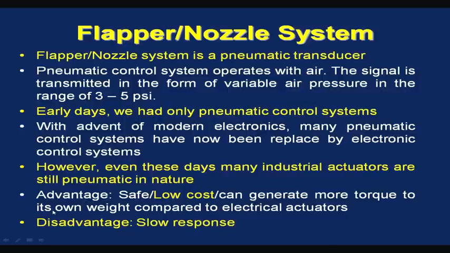There are certain advantages associated with pneumatic control systems. They are very safe because you handle air only. It's cheap. It also generates more torque to its own weight compared to electrical actuators. However, the disadvantage of pneumatic control systems is its slow response.